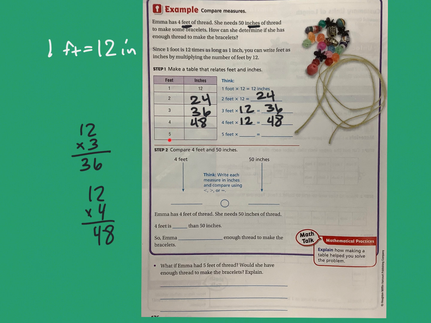And if we're looking at 5 feet, we're going to do 5 feet times 12 because every foot is 12 inches long. 12 plus 12 plus 12 plus 12 plus 12 is repeated addition, so we use the shortcut for that, multiplication. 12 times 5. 5 times 2 is 10. 5 times 1 is 5 plus 1 is 6. 60 inches. So they want us to compare 4 feet to 50 inches. 4 feet was 48 inches.